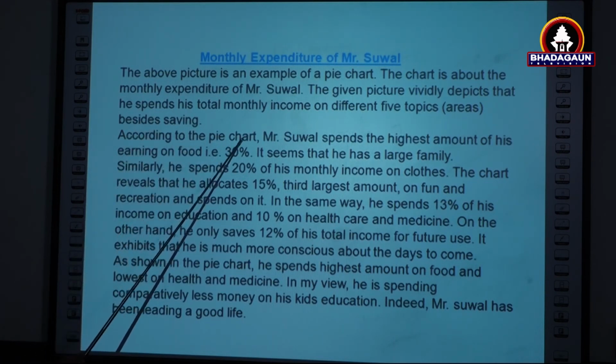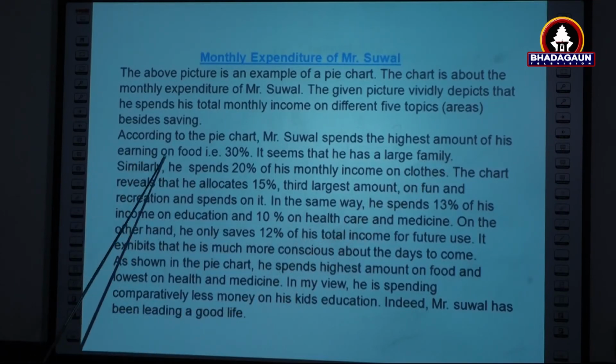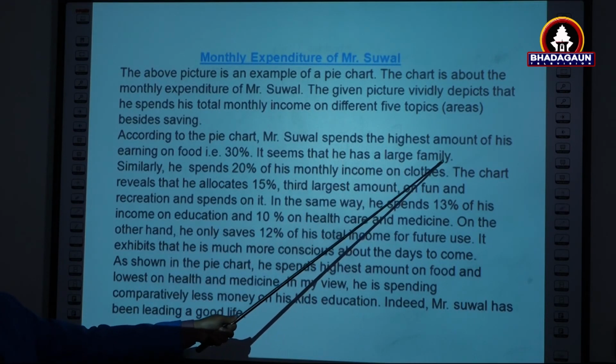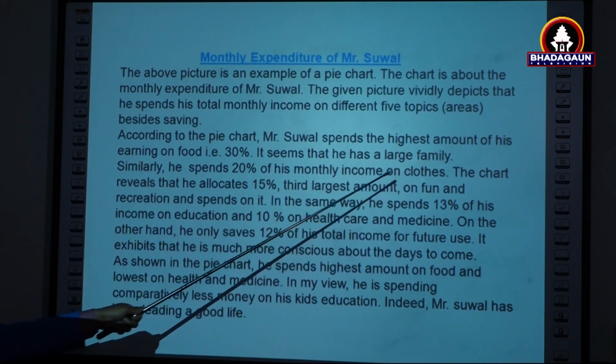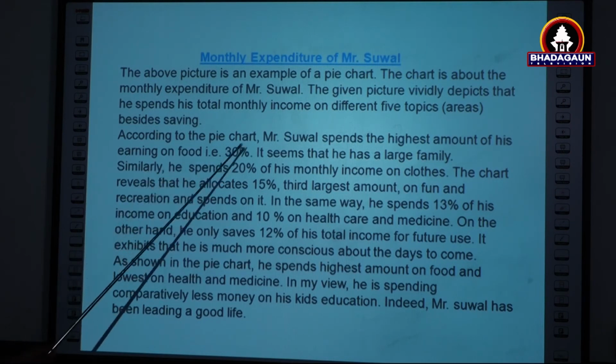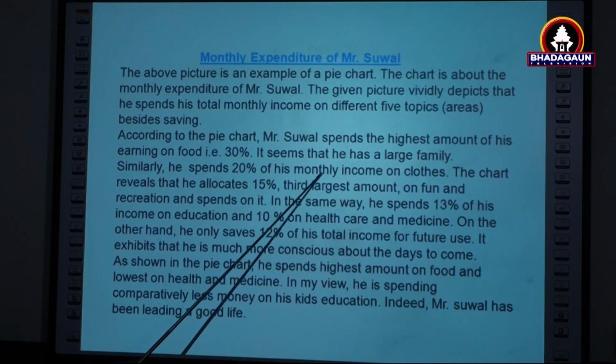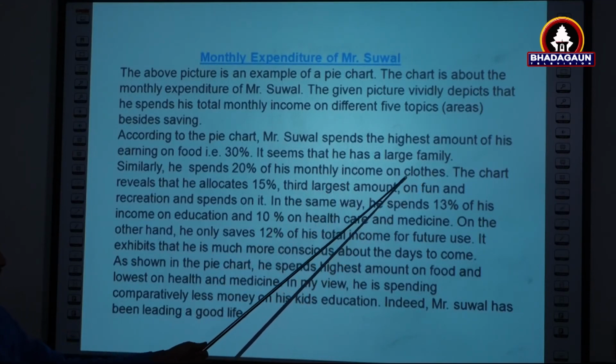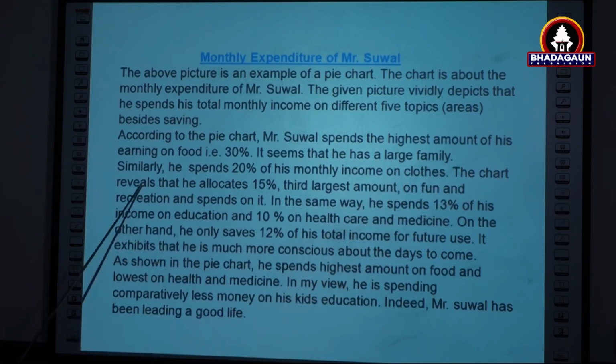Second, according to the pie chart, now we are going to make a deeper analysis based on the picture. Mr. Sual spends the highest amount of his earning on food, that is 30%. Based on the picture, it seems that he has a large family, a big family. You can say it is a joint family also. Similarly, this is a cohesive device; we are linking the first idea to the second one. Similarly or likewise, on the other hand, he spends 20% of his monthly income on clothes. You use the preposition on with the topics. The chart reveals that he allocates 15%, the third largest amount, on fun and recreation, you can say entertainment, and spends on it. In the same way, this is a linking cohesive device.